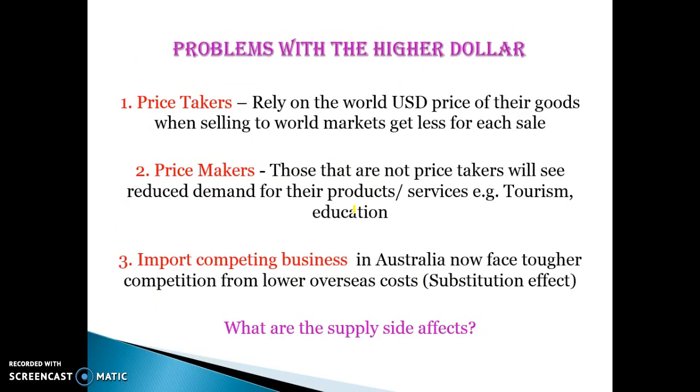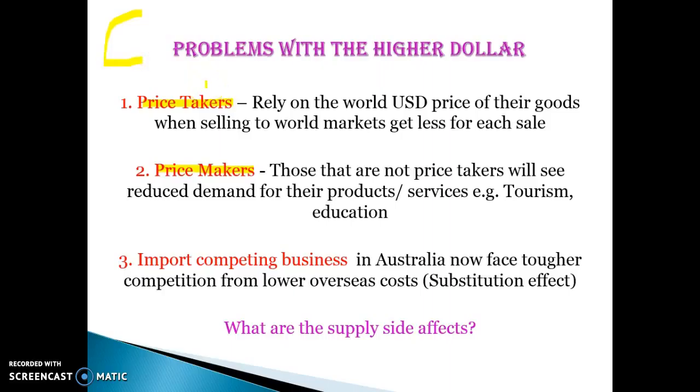When you're talking about the higher dollar, and I'm not expecting this in your answers, there are two forms of sellers. There's what we call price takers and price makers. You remember this when we studied different types of market structures. Basically, in relation to the dollar, if I'm working in the commodities industries, the price of commodities is set in world markets.